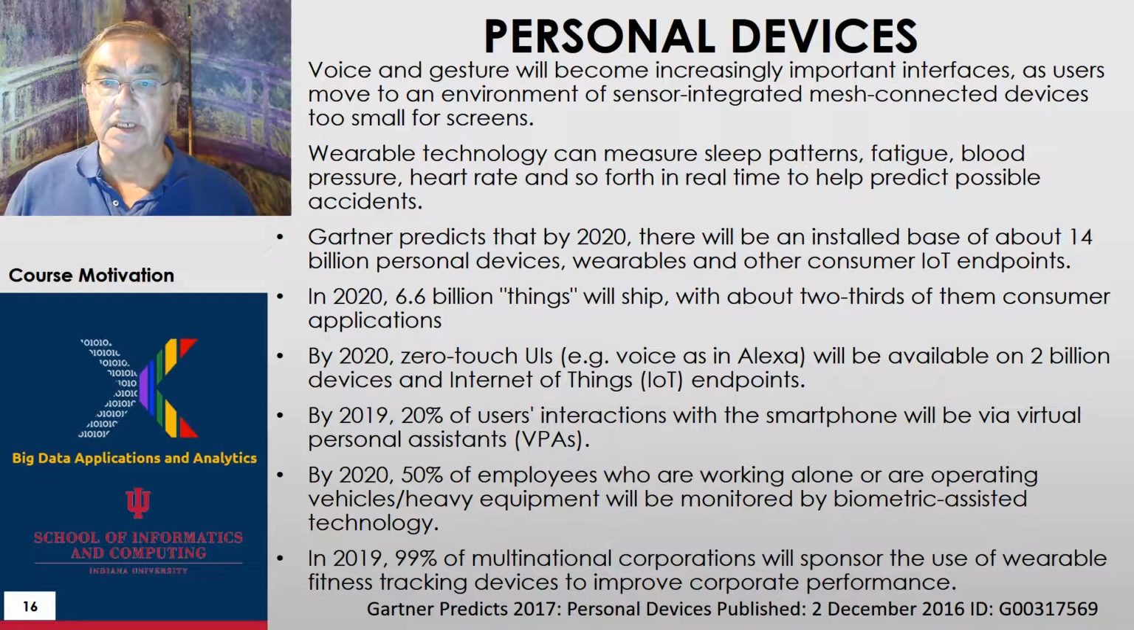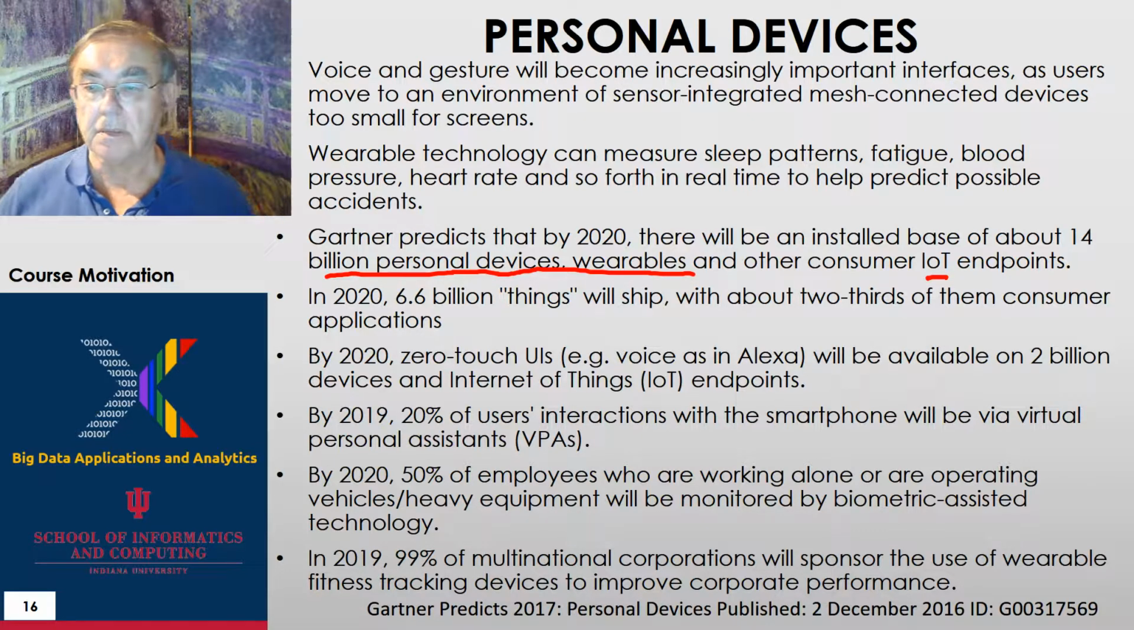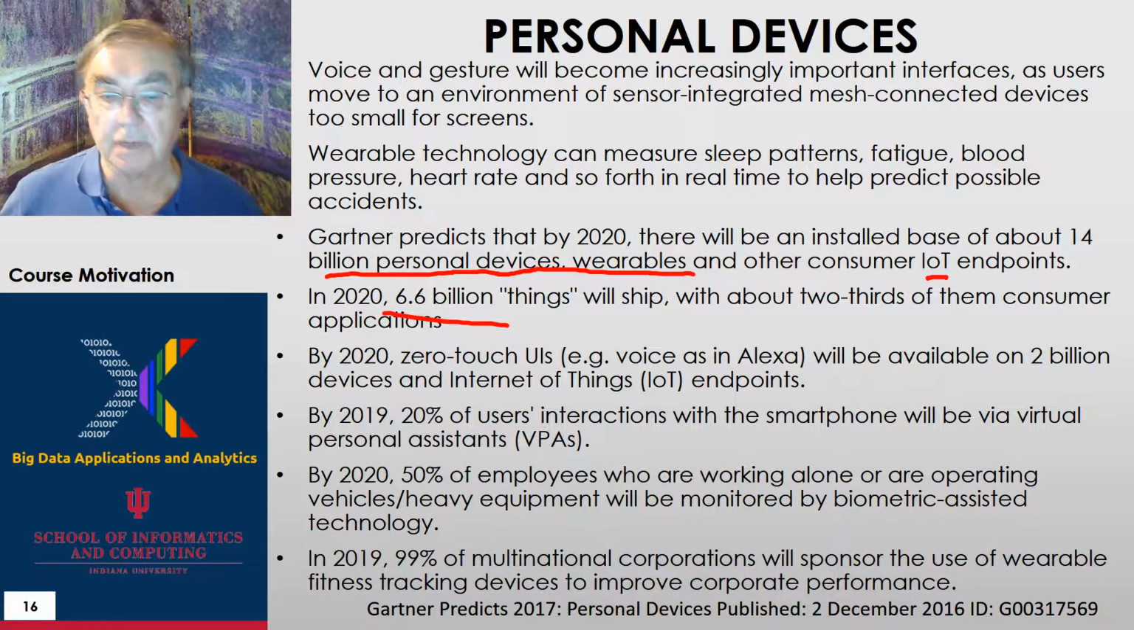Personal devices. This is a prediction of what will happen in the wearable world by Gartner. 14 billion personal devices, wearables, and other consumer IoT endpoints. So maybe a sensor on your head or something. By 2020, there'll be 6 billion things shipping. That's actually a relatively low number compared to some of the estimates in the past. Two-thirds of them for consumers. Voice will get more important. We've done that already.